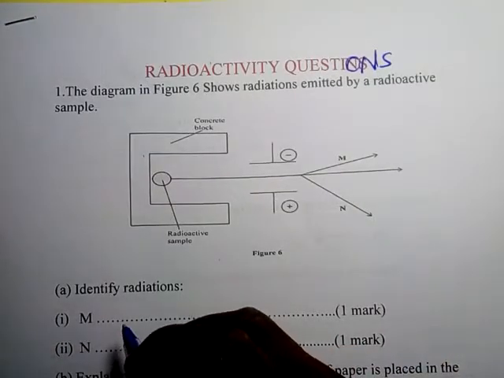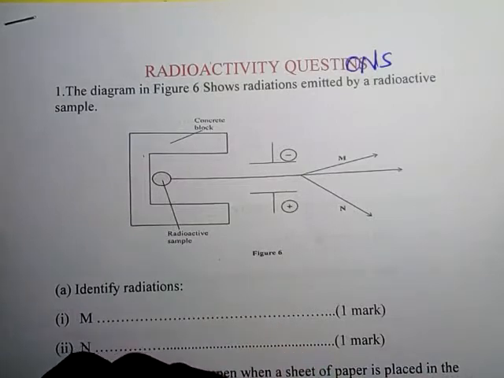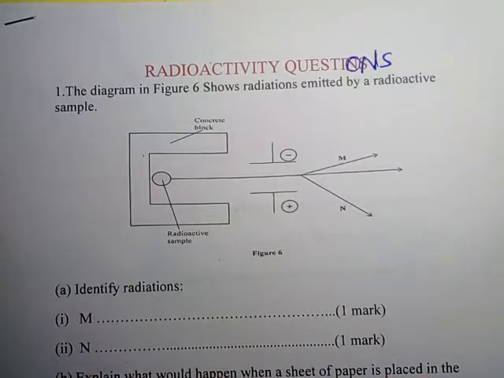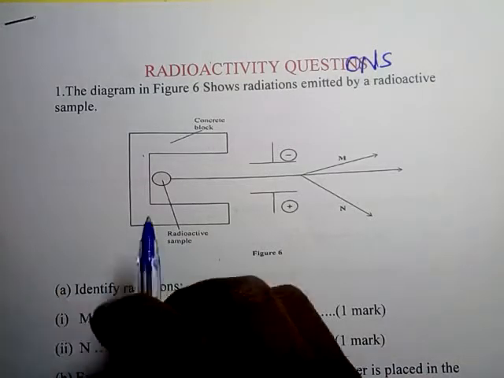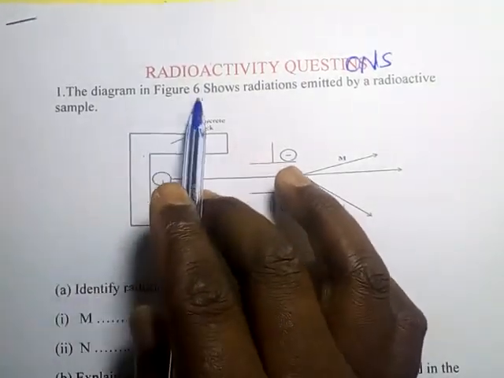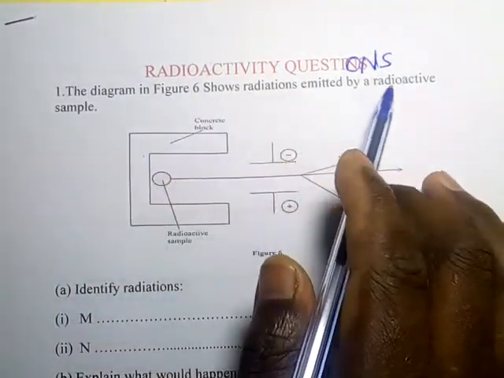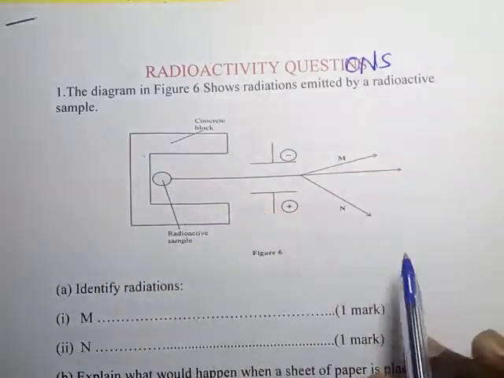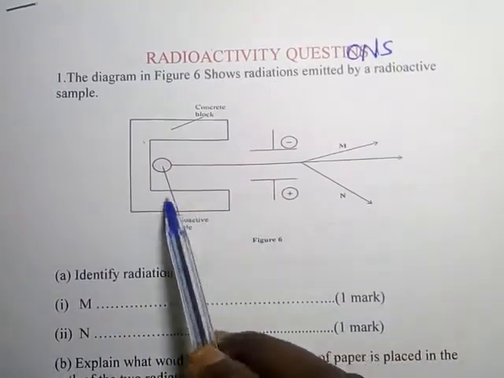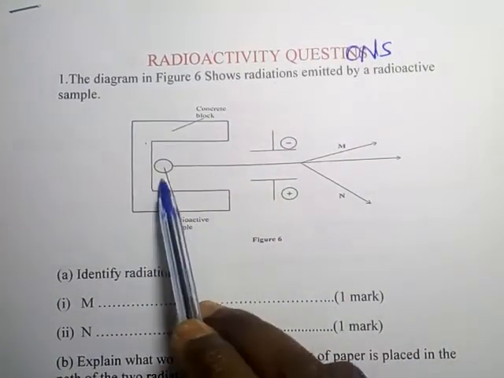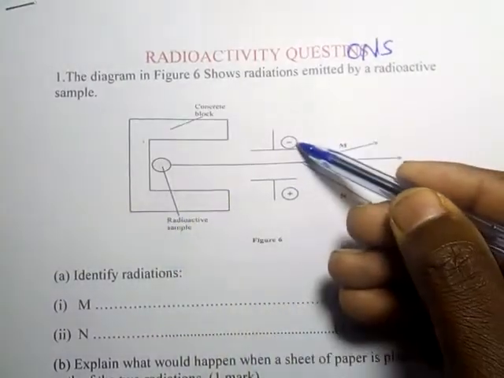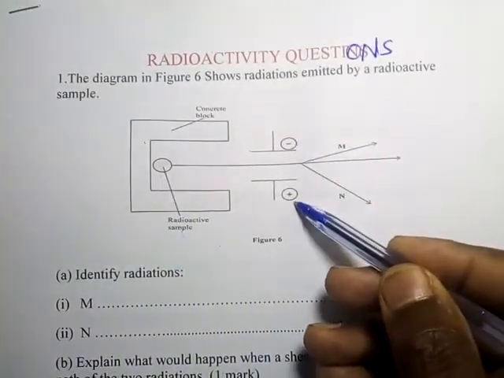Let us look at these questions of radioactivity and see how we are supposed to respond to them. The diagram in Figure 6 shows radiation emitted by a radioactive sample. So this is the diagram, a radioactive sample. This is the negative and this is the positive.